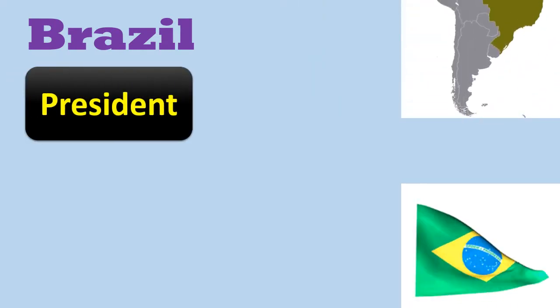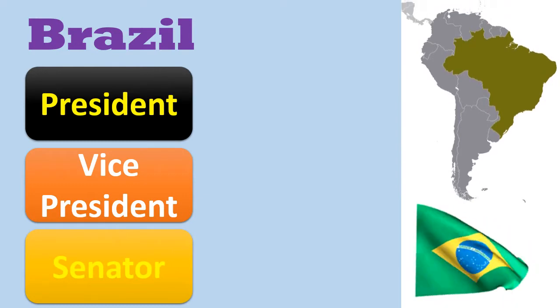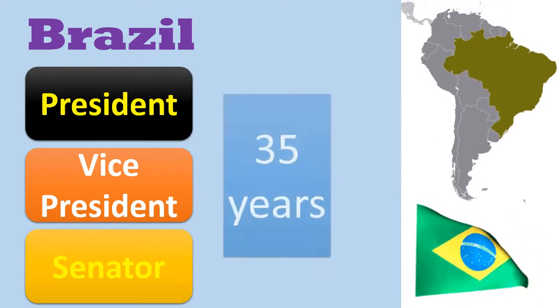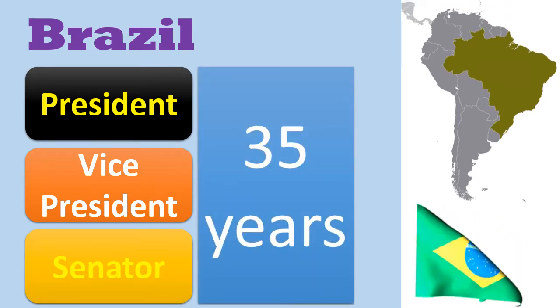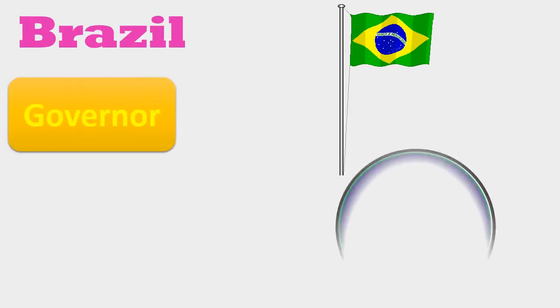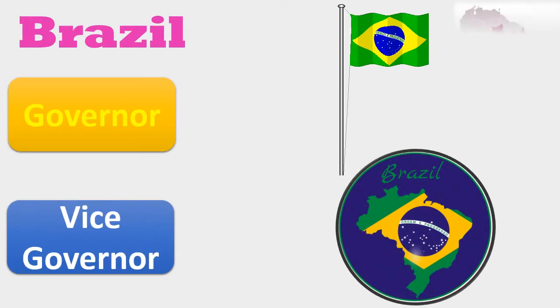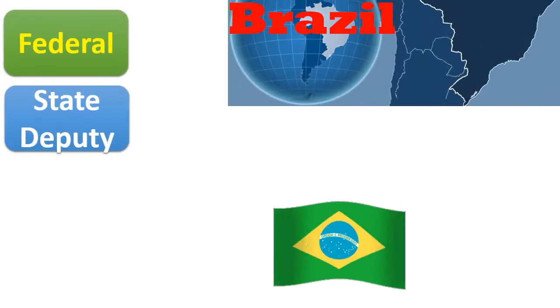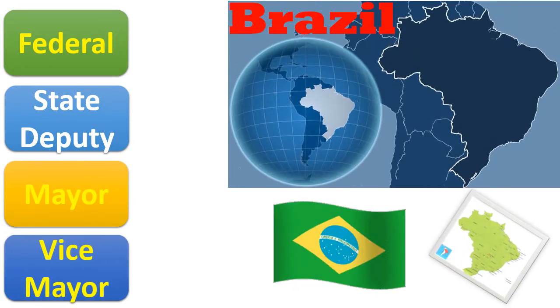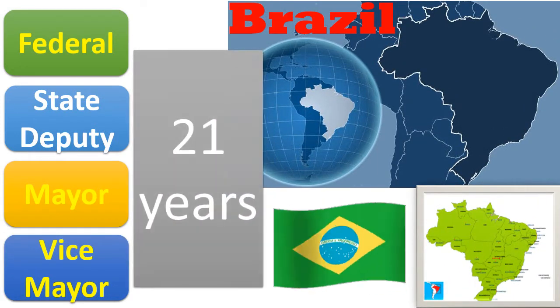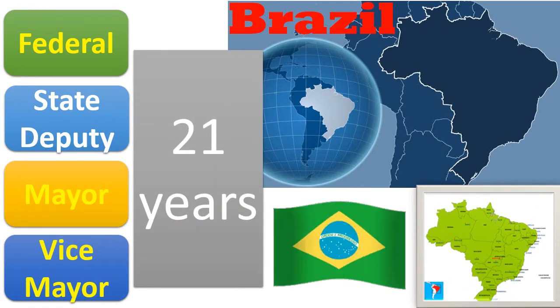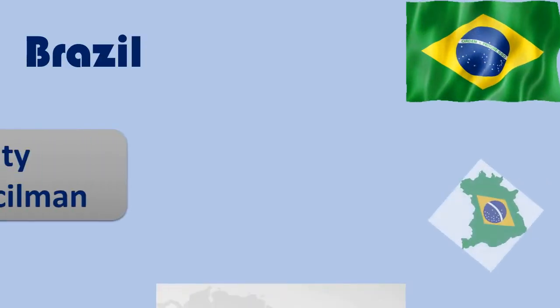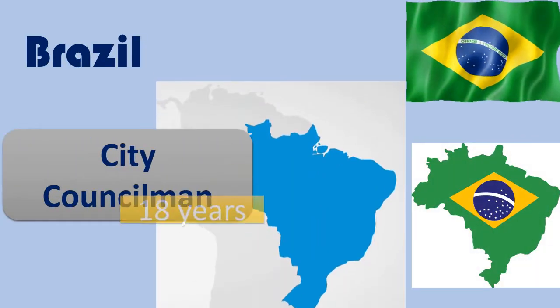For president, vice president or senator elections, the minimum age required is 35 years. For state governor or vice governor elections, the minimum age required is 30 years. For federal or state deputy, mayor or vice mayor, the minimum age required is 21 years. For city councilman, the minimum age required is 18 years.